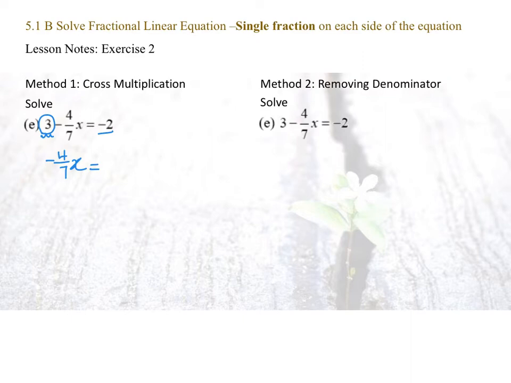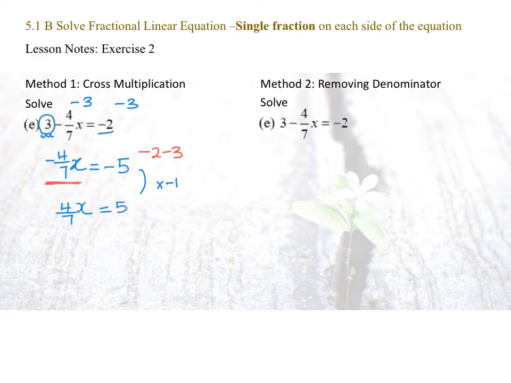I will subtract 3 on both sides. So subtracting 3 on both sides will give me negative 4 over 7x on the left. And this side will become negative 2 minus 3, which gives us negative 5. Notice that both sides have a negative sign. So we'll try to make x positive. We're going to multiply by negative 1 on both sides, so that I'll get a positive 4x over 7 equals to 5.